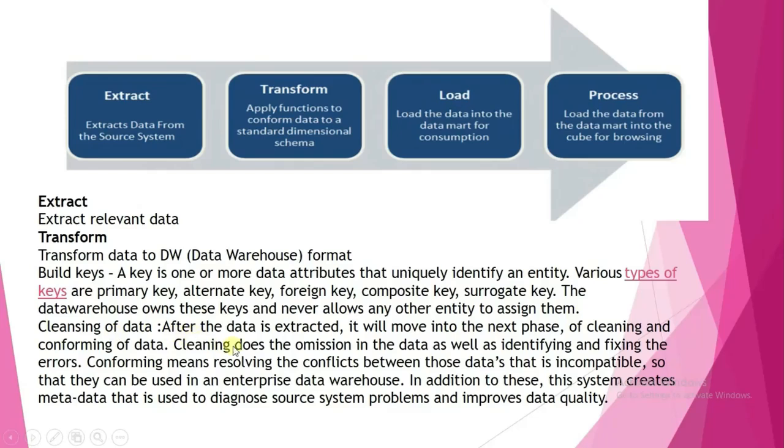Cleansing of data. After the data is extracted, it moves to the next phase, that of cleaning and conforming of data. Cleaning fixes omissions in the data as well as identifying and fixing errors. Conforming means resolving conflicts between data that is incompatible, so that it can be used in an enterprise data warehouse. In addition to these, this system creates metadata that is used to diagnose source system problems and improve data quality.